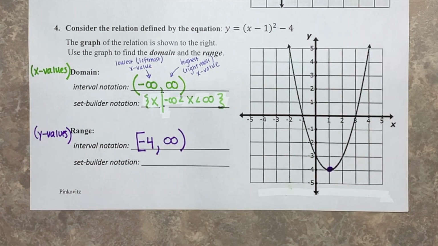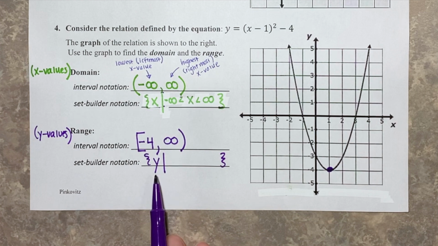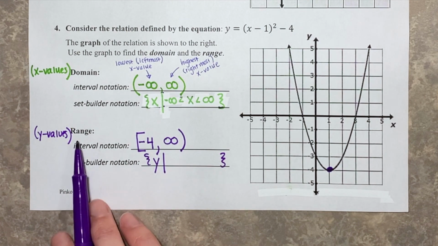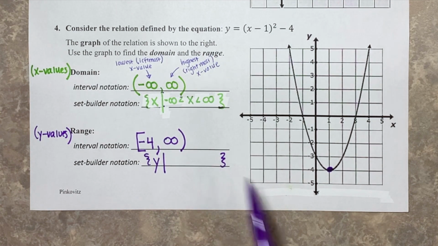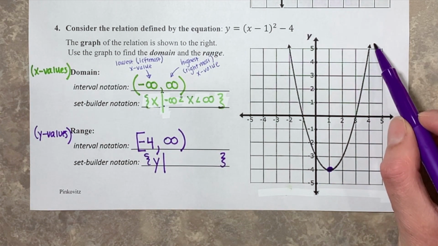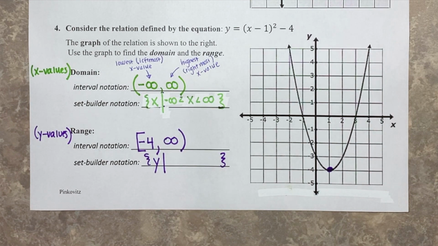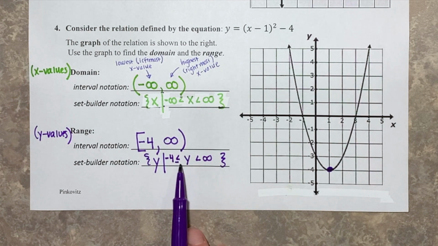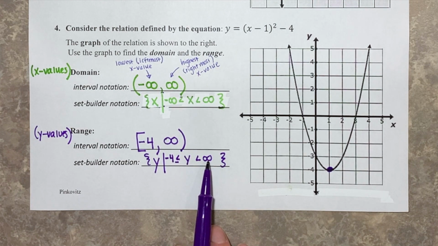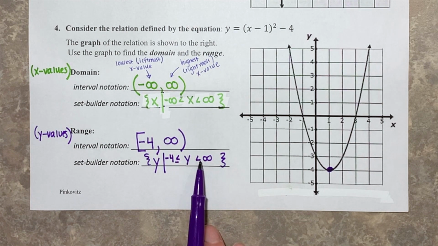Let's finish off by writing our range using set builder notation. We'll start with that general outline, again making sure to put a y here instead of an x since we're dealing with the range. Then we need to insert an inequality to show that our y values go from -4 to positive infinity. You might be tempted to write your range like this to show that the y values go from -4, and we're including -4, so we use the less than or equal to, and positive infinity, and we don't include infinity, so we just use a less than.